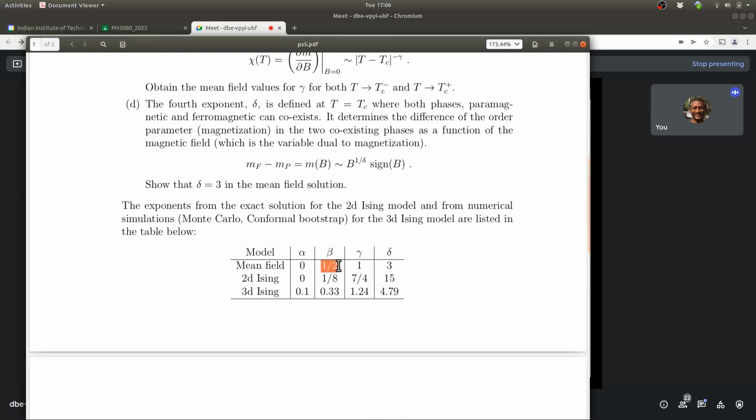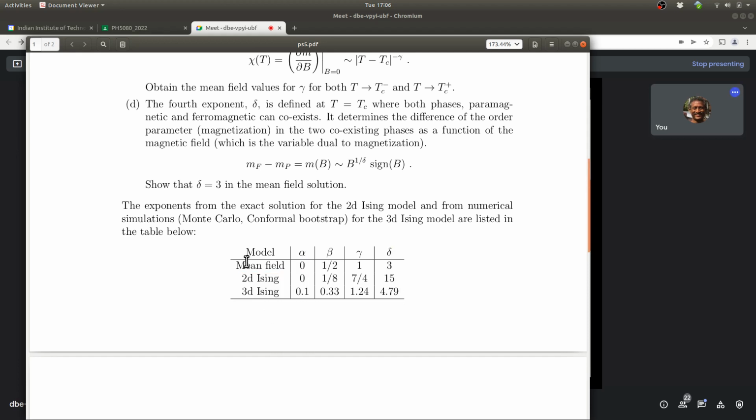Beta is one half, which I think we've already done. Alpha is 0, also which we probably have done in class. Gamma and delta we haven't, I think. Gamma turns out to be 1 and delta 3. The 2D Ising model has an exact solution, and so alpha there is also 0, and then beta is 1/8, gamma is 7/4, and delta is 15. And for the 3D Ising model, alpha is 0.1.